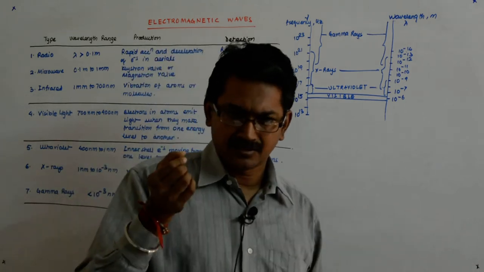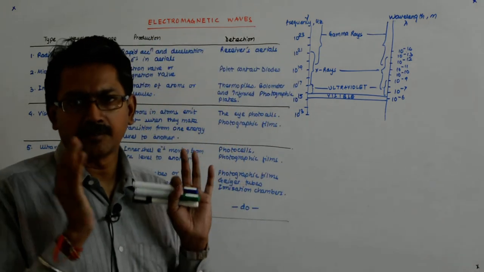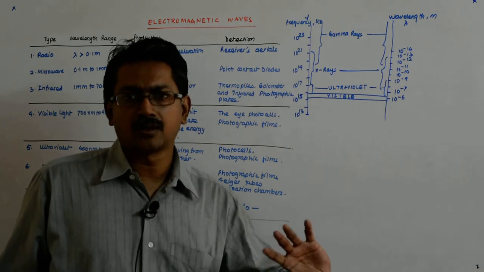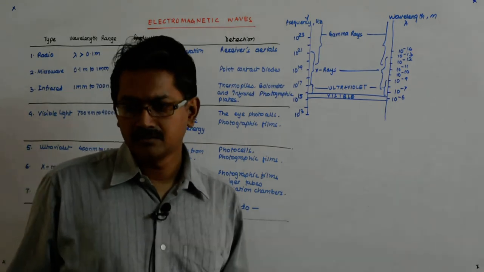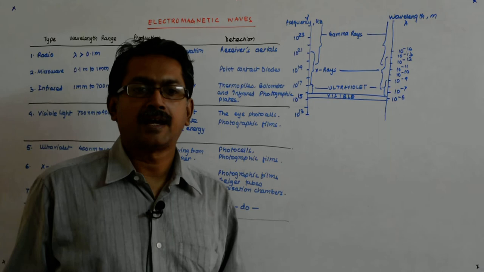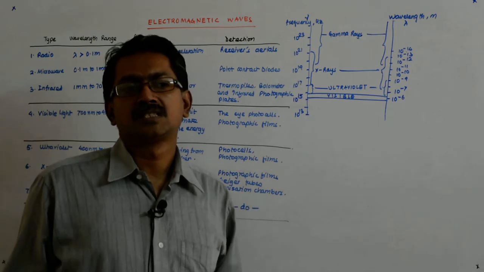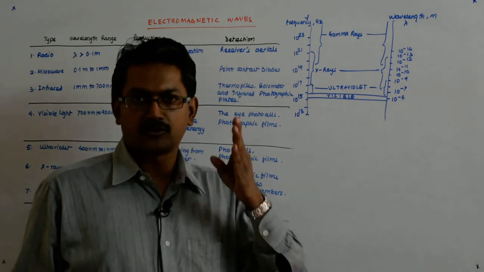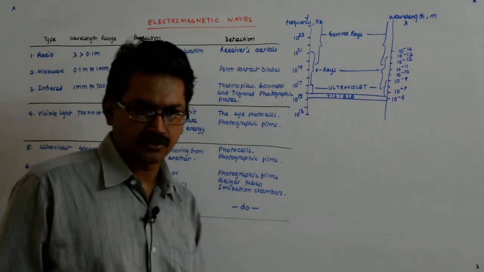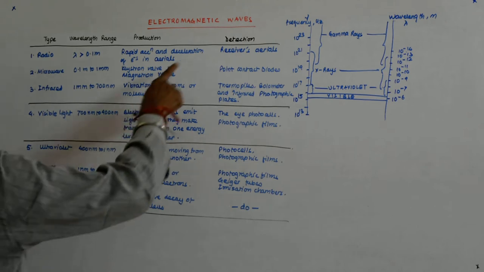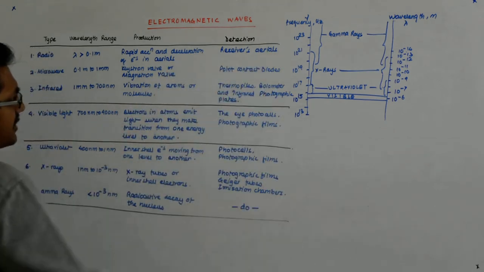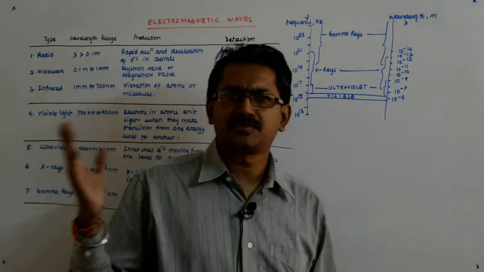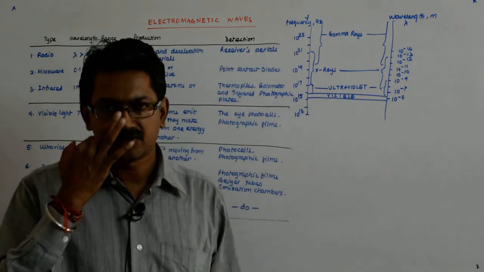Aerials are antennas, okay? So what you do actually, you apply a high frequency sinusoidal voltage to it so that it runs that current, and an oscillating charged particle is an accelerating charged particle. It has to go, it has to stop, and then it has to reverse its movement. And it is detected by the receiver's antenna.